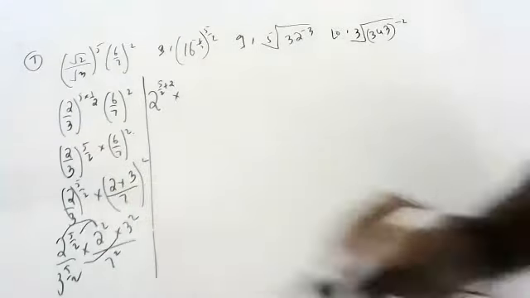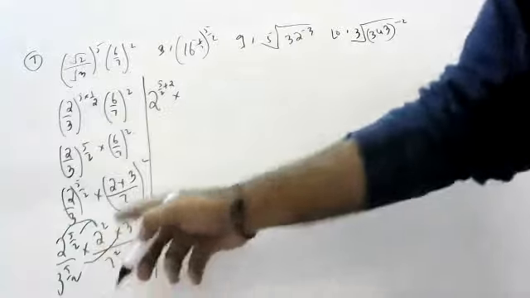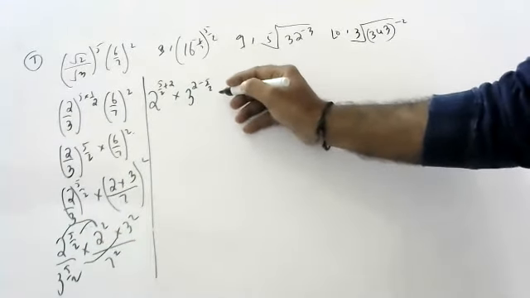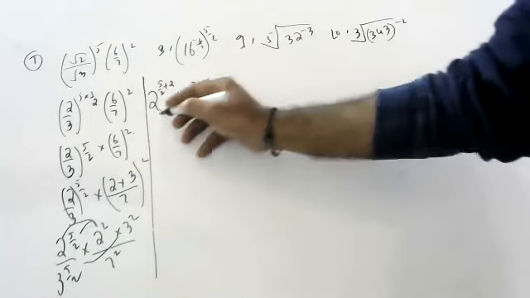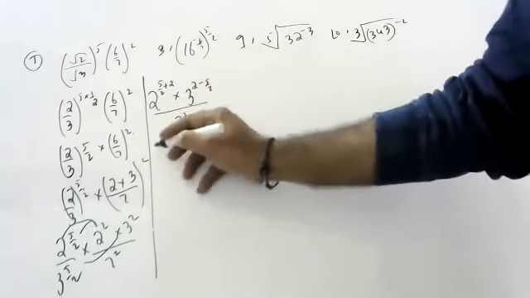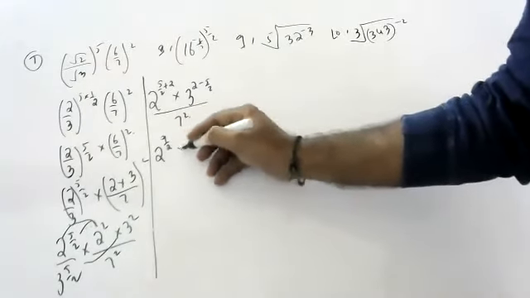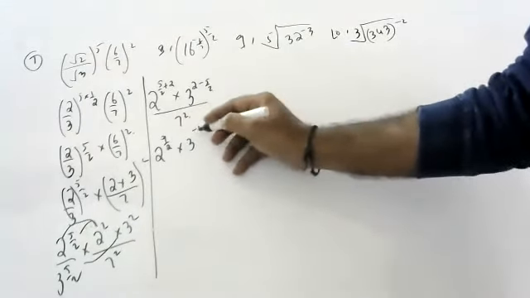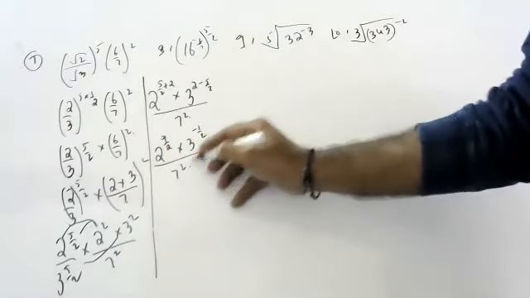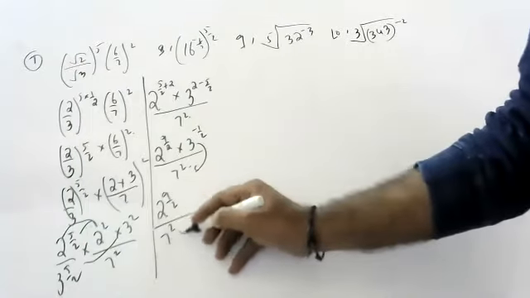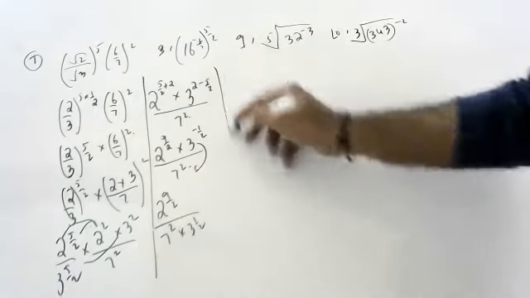When the base is the same, powers can be added. And here 5 by 2 will come up. So 3 to the power of 2 minus 5 by 2, and 7 to the power of 2. So 2 to the power of 9 by 2, 3 to the power of minus 1 by 2, 7 to the power of 2.